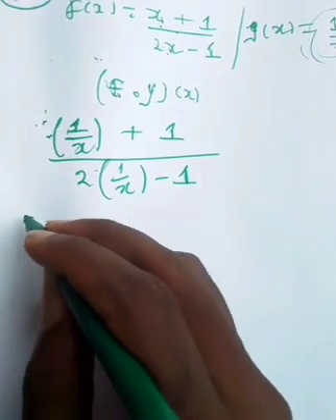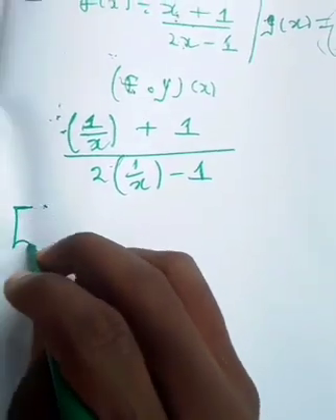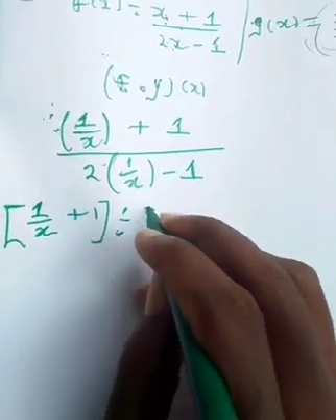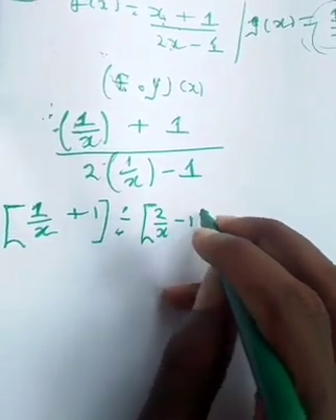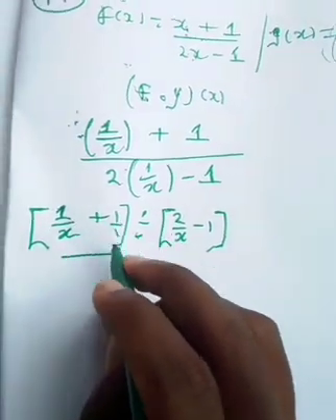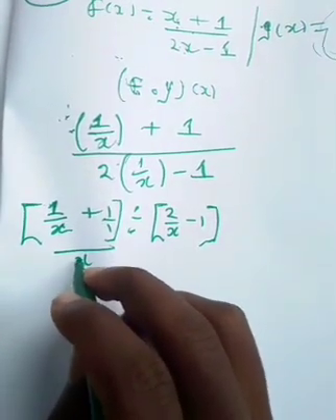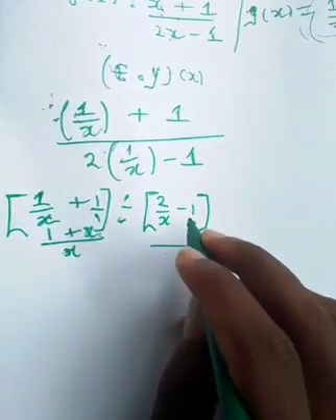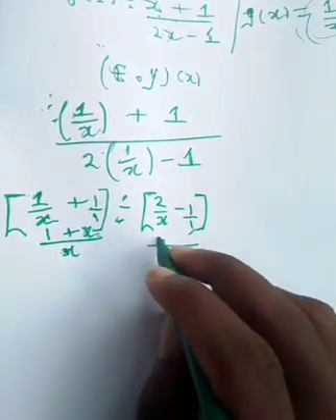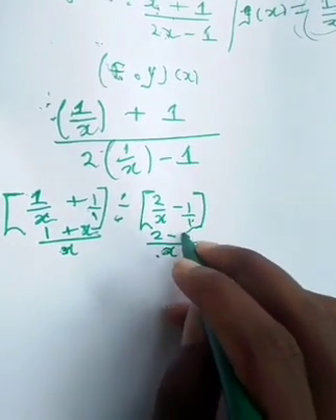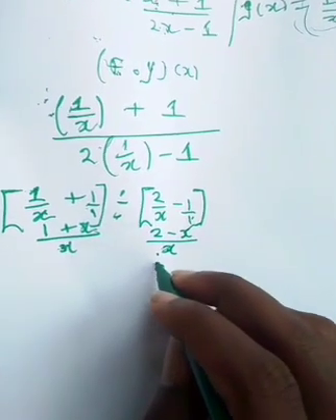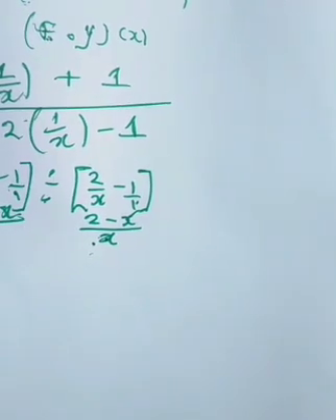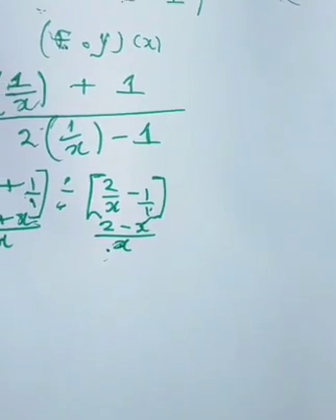Then we are going to simplify them now. So I can also write this as 1 over x plus 1, divided by 2 over x minus 1 over x. So this into this it is 1, 1 times 1, that is 1. This into this it is x, right? Then this into this it is 1 over x. I hope we are moving together. Are we moving together, or am I moving alone?